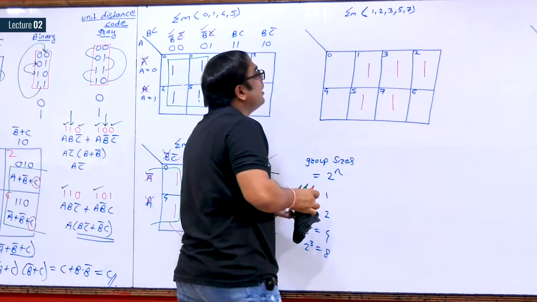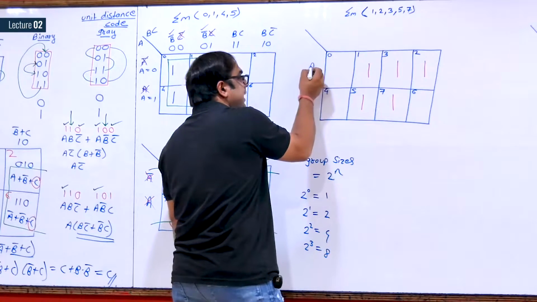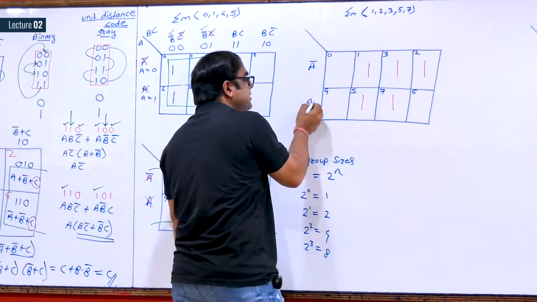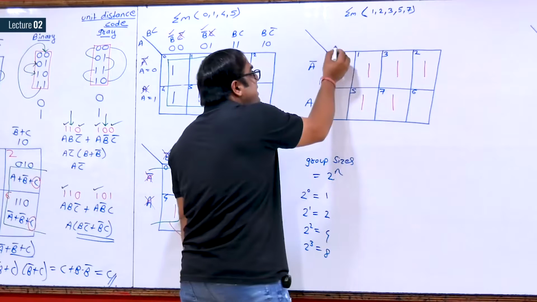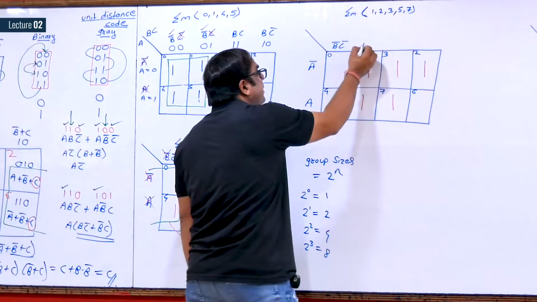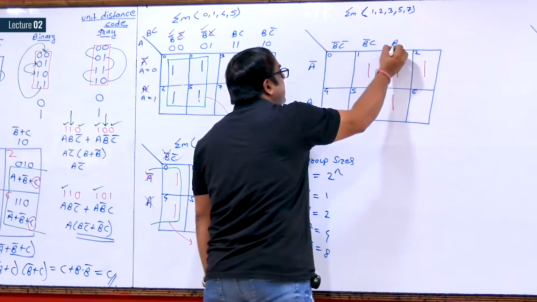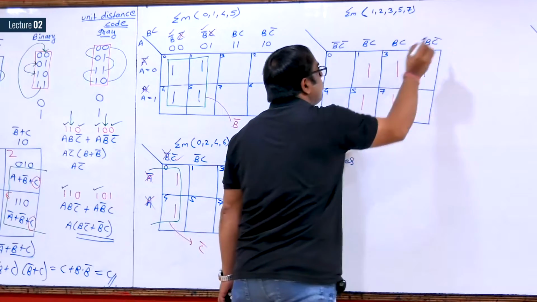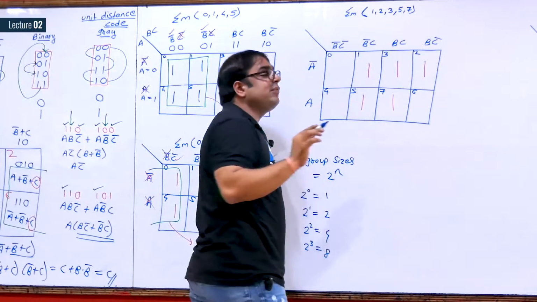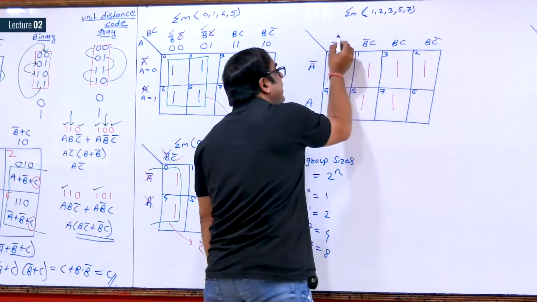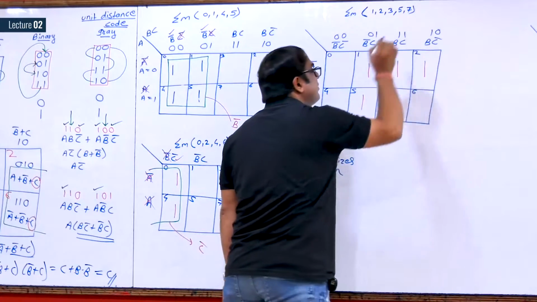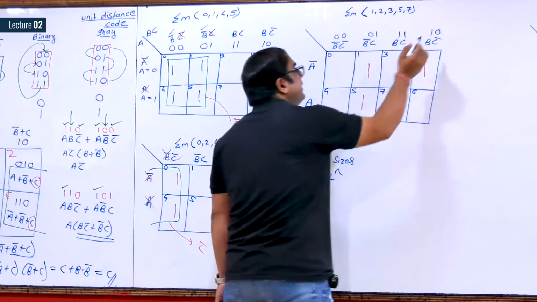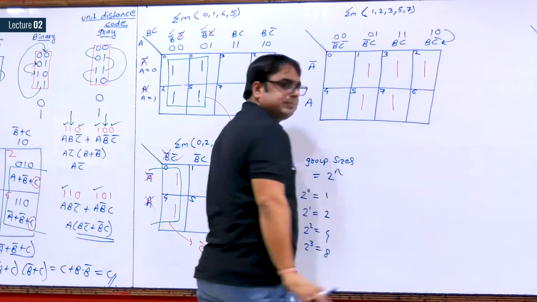Now, this is A complement and this is A. This is B complement C complement, this is B complement C, BC, B C complement. Initially, if you have problem writing this sequence, start with 0, 0, 0, 1, 1, 1 and then 1, 0. Then maybe in the next step, you can write this one.